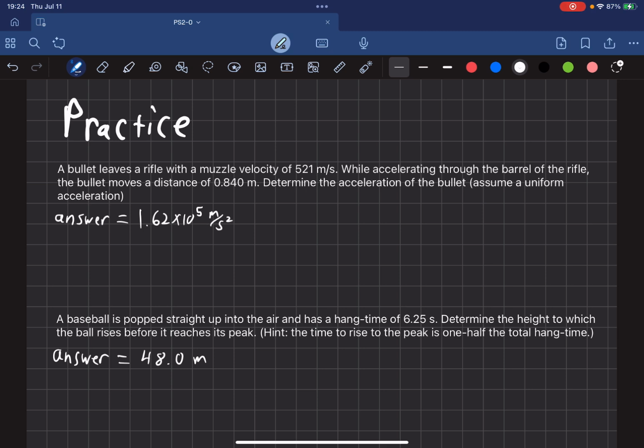First one is a bullet leaves the muzzle of a rifle with a velocity of 521 meters per second. While accelerating through the barrel of the rifle, the bullet moves a distance of 0.840 meters. You're going to determine the acceleration of the bullet. And I give you the answer for it, so you can check your work, but you're of course going to do the work for it. And lastly, a baseball is popped straight up into the air and has a hang time, so that means it's in the air for 6.25 seconds. Determine the height to which the ball rises before it reaches its peak. So, in other words, how far did it go up?